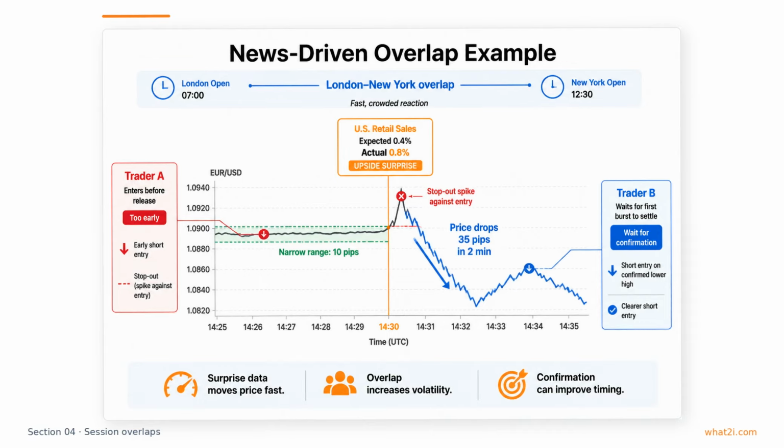The example reminds us that in overlap trading, being right about the news is useful, but being patient about the entry is often what makes the trade workable.